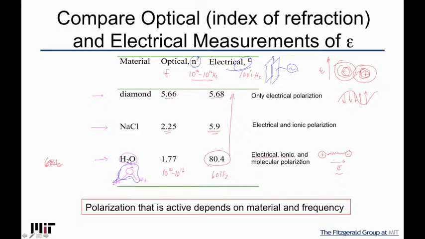So that's why you see this. You have three polarizations at low frequency because the frequency is low enough that all these can respond to it. And then when I go to very high frequency, it turns out what you're looking at here is only the electronic one, right? And of course, in diamond, it's only the electronic one. In sodium chloride, importantly for us, it's the electronic and ionic polarization.